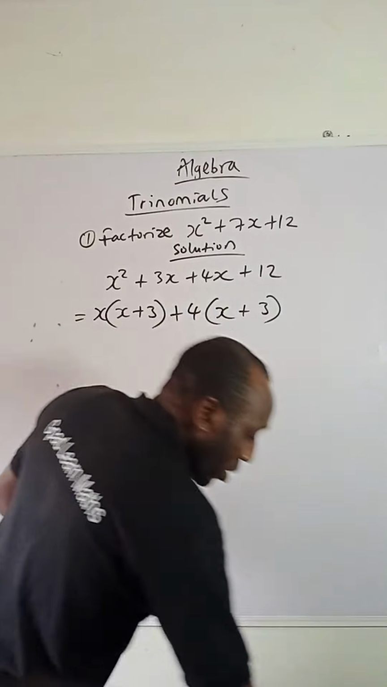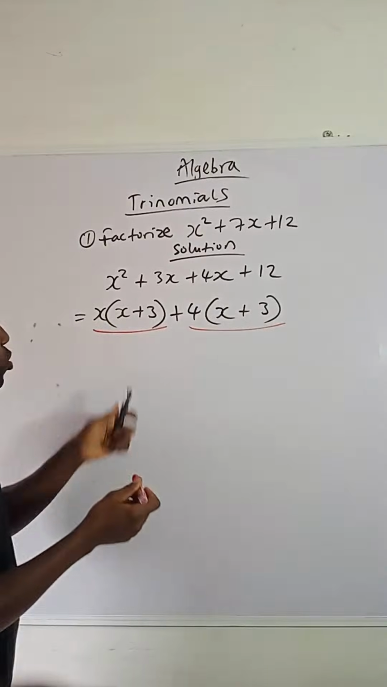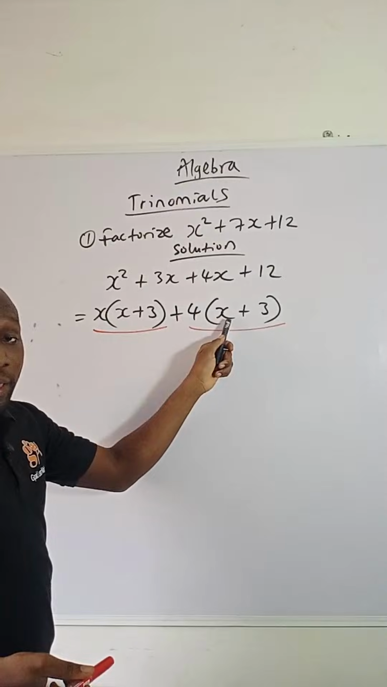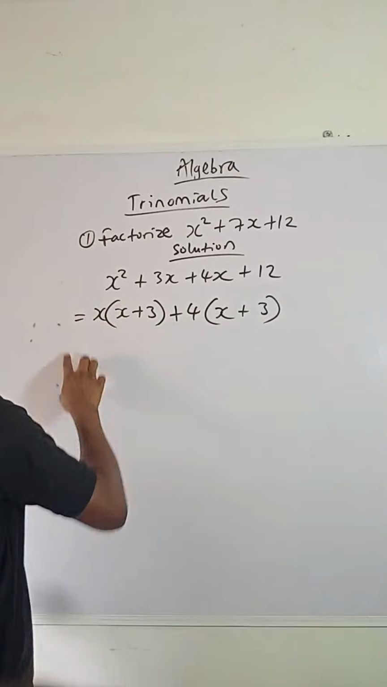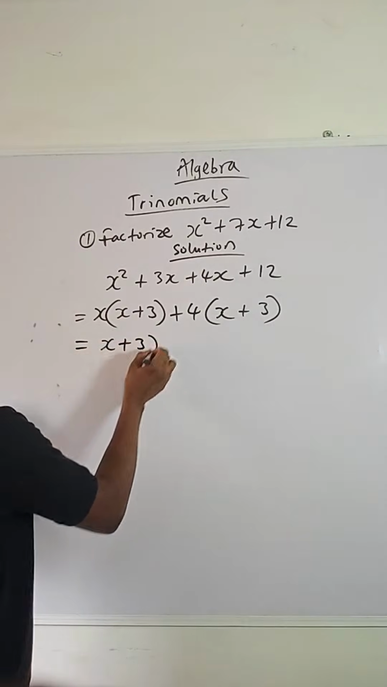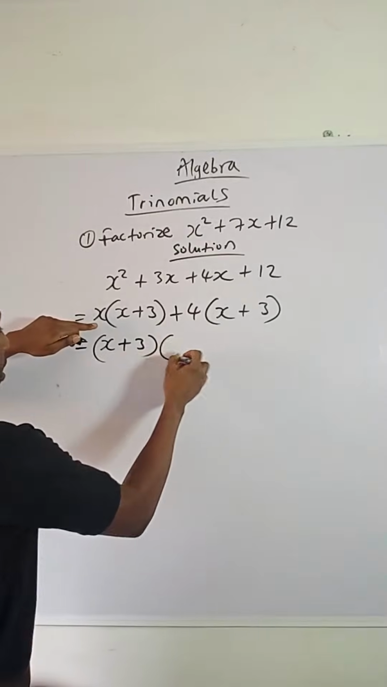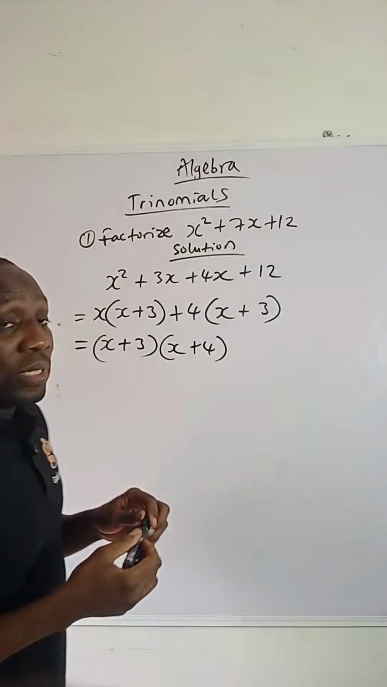So if you look at these 2 terms, you have this and then you have this. What is common between this and this? It is x plus 3. So you're going to write x plus 3 and x plus 3. So you factor that out. You have x plus 3 in bracket and then what? X plus 4. Is that okay? So this is going to be the answer.